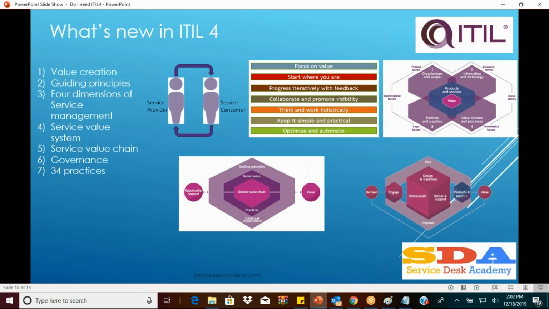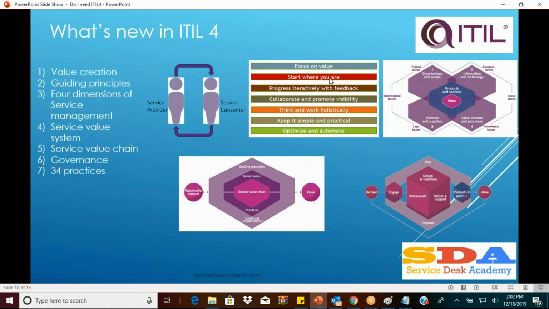So the service provider is just enabling, and the service consumer should consume the services, and then appreciate or give complaints or compliments, whatever it is. So value creation is a new term that we will know in ITIL 4. And then we talk about the guiding principles that I've just told you. Focus on value. That means we try to see value in each and every activity that we are doing.